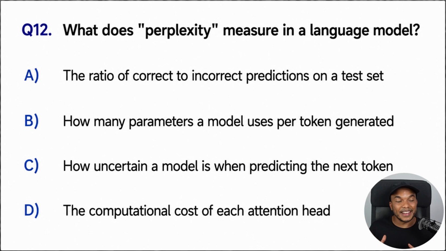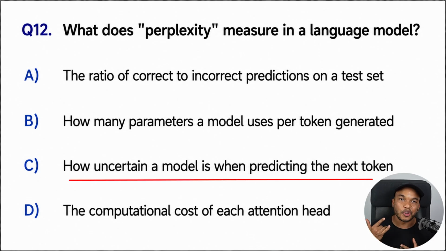And the answer is going to be C, how uncertain a model is when predicting the next token. So perplexity essentially just measures how surprised a model is by the next token. So a well-trained AI model on familiar text should hardly ever be surprised. So essentially, the lower the perplexity, the better trained or the more confident the AI model is going to be.